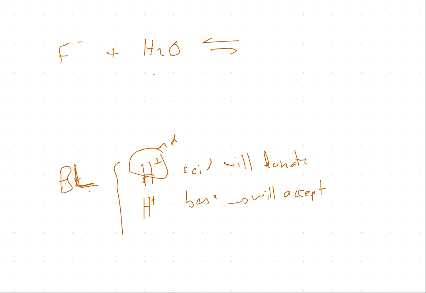The water. In this reactant, the water is the one who can donate because she can give H plus. So when we take from it H plus, it will be OH. This is the remaining, and we will write minus because this is the remainder. She lost H plus. So it donates H plus.